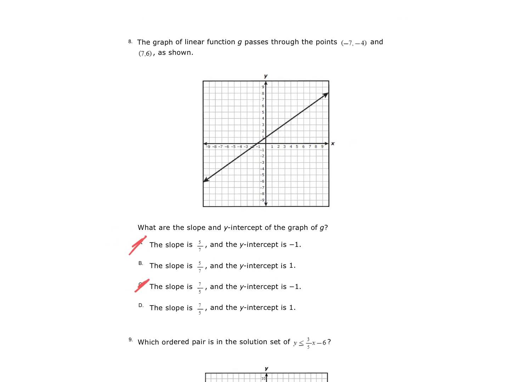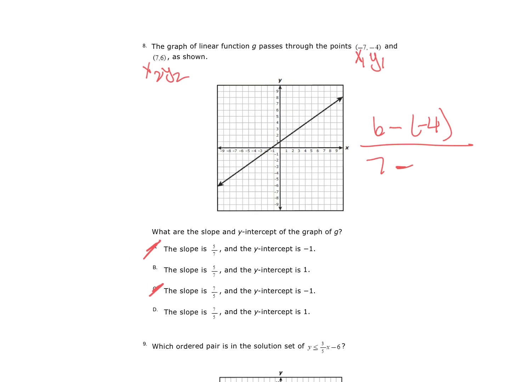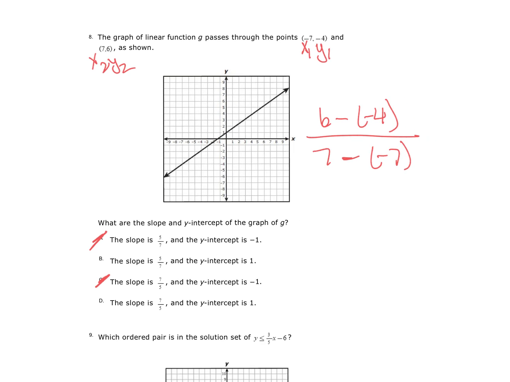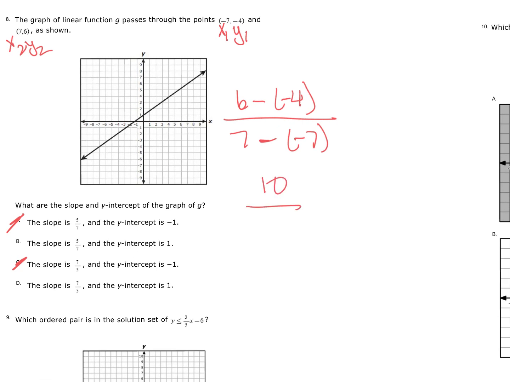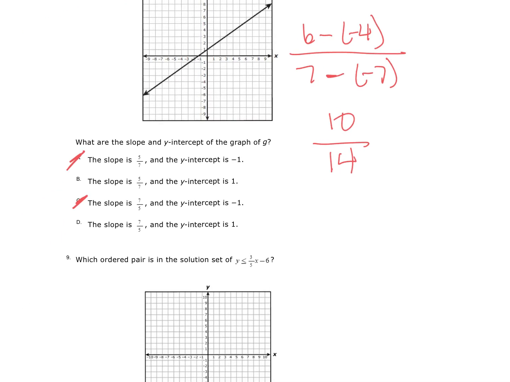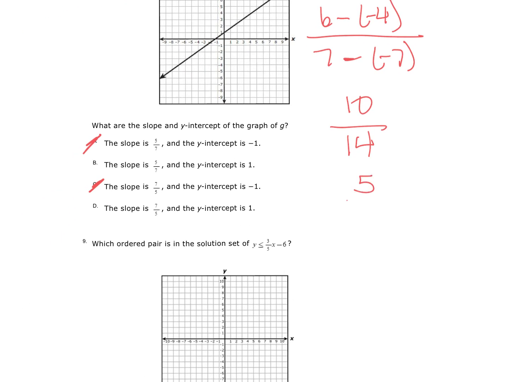Now from here, because I'm given the 2 points, I can plug them into my slope formula, x1, y1, x2, y2, and I can do 6 minus negative 4. Remember, I put that parentheses in there so I can capture the negative. And then x2, 7 minus negative 7, capture the negative. So I'm left with positive 10 over 14, and that will simplify down to 5 over 7. So on number 8, B is going to be my answer.